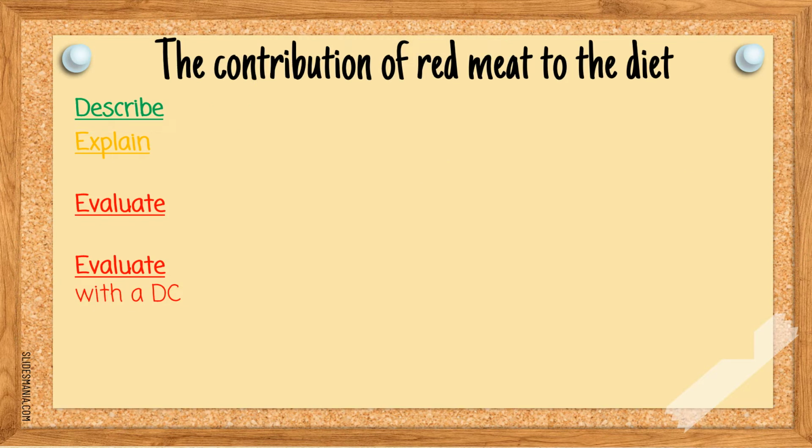For this example, we're going to be discussing the contribution of red meat to the diet. If the command word were describe, i.e. the question was asking, describe the contribution of red meat to the diet. Remember, for a description, you just want to give a short sentence. We could write, red meat is high in iron. Remember, for explain answers, we are taking the description, we're then stabbing our answer and giving a reason why this is beneficial to the diet.